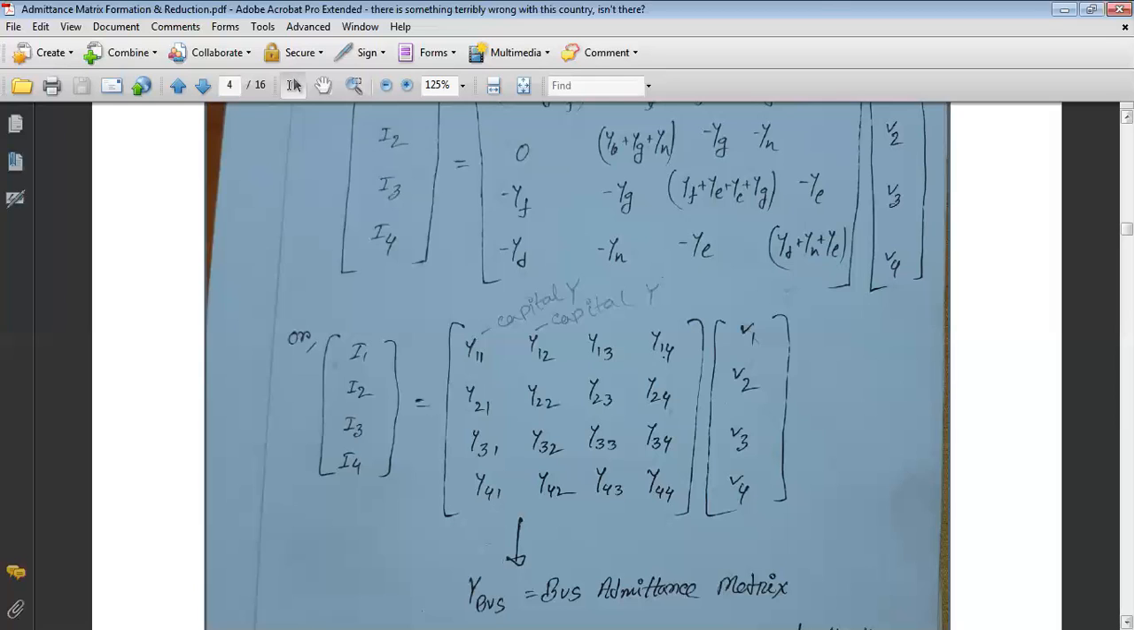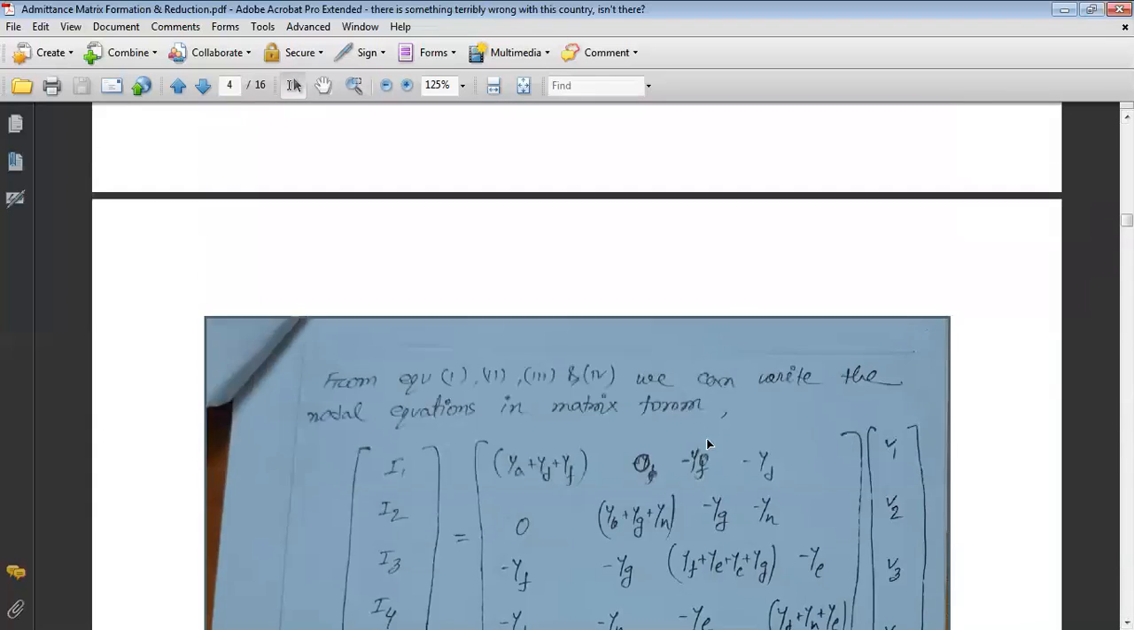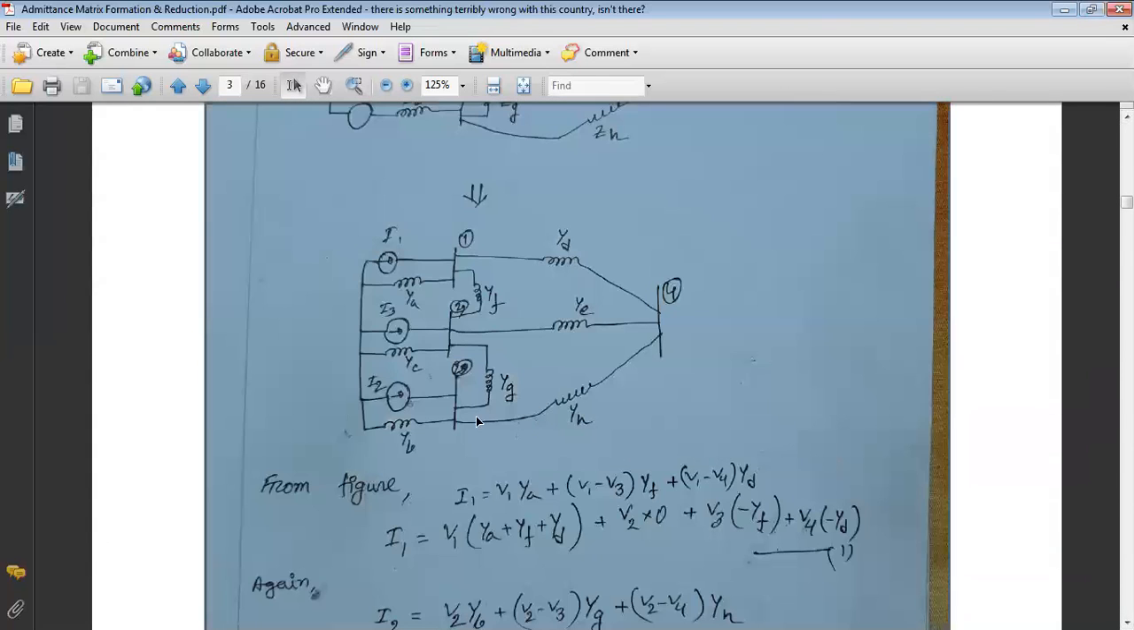The very interesting thing about mutual admittance is that if we consider the diagram, the connecting admittance between bus 2 and bus 3 is YG. And if we consider the mutual admittance from bus 3 to bus 2, then there should be the same admittance, that is YG. Because this admittance is connected from bus 2 to 3 and bus 3 to 2, the connecting line admittance is the same.